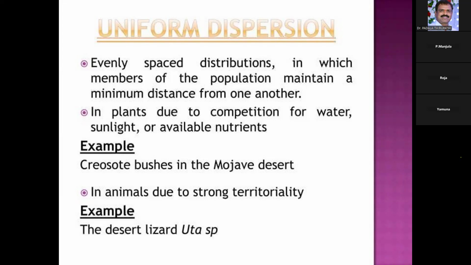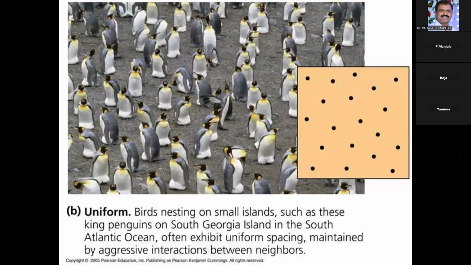There is no competition for water, sunlight, or nutrients, so these plants get more water, nutrients, and sunlight. An example is creosote bushes in the Mojave Desert. Animals also show it due to strong territoriality. An example here is the desert lizard, Utah species. Another one is penguins. They also live uniformly, and we can observe uniform spacing or dispersion in penguins too.